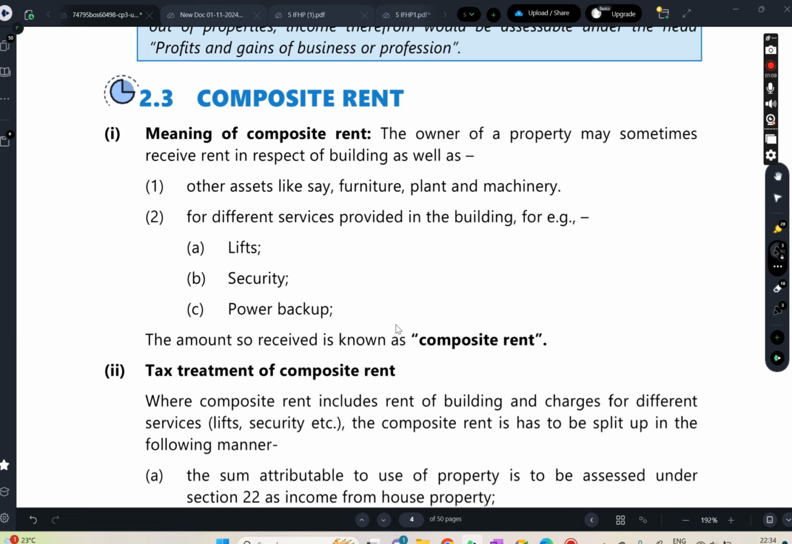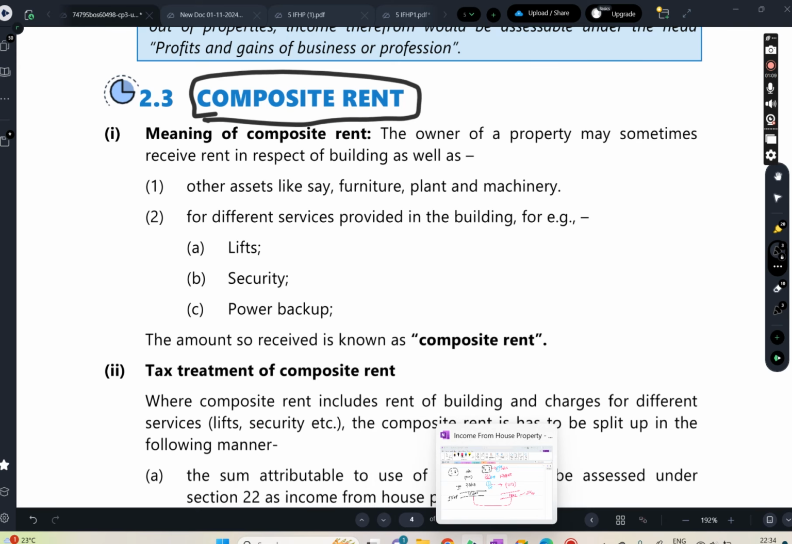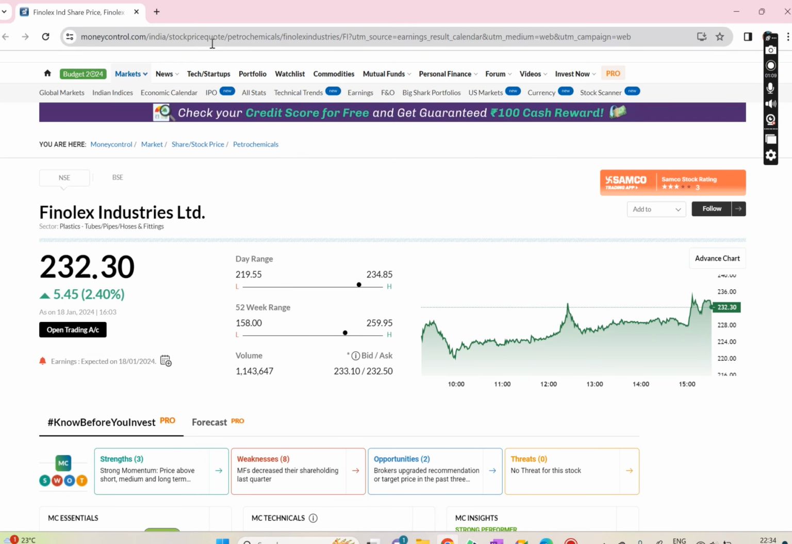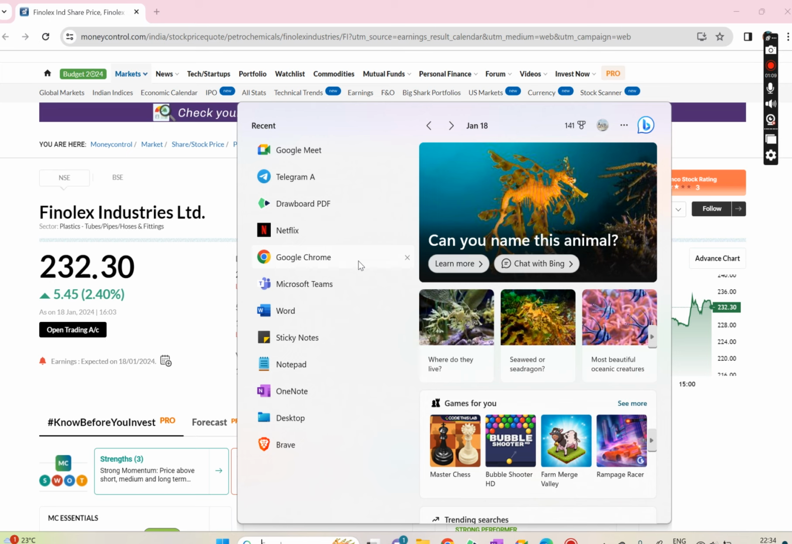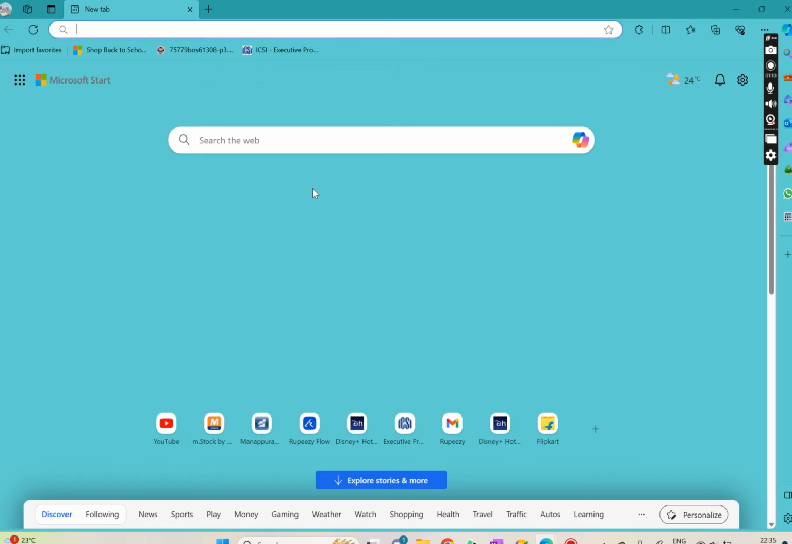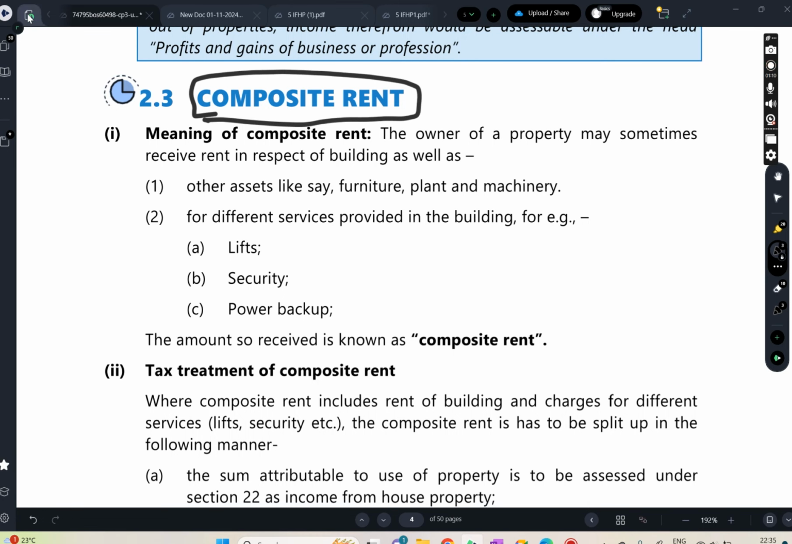Okay, this is another concept called composite rent. The topics you are teaching, I can't find them in my book of CS tax law. Can you please explain that? No, it is there, I'll show you. Even if you don't see any concept and directly start doing the questions, you will get the same answer anyway. But I'll show you that also. Just a second, let me check here.